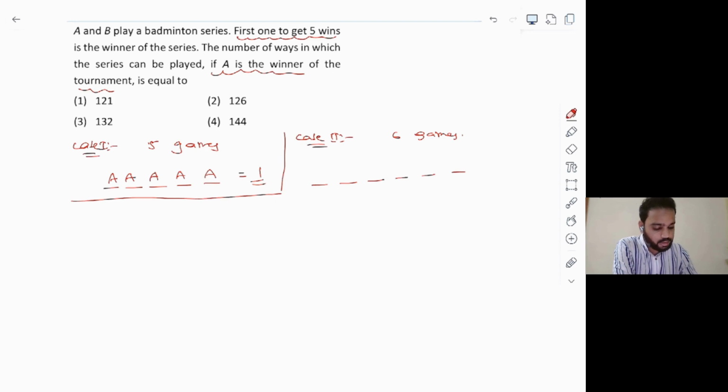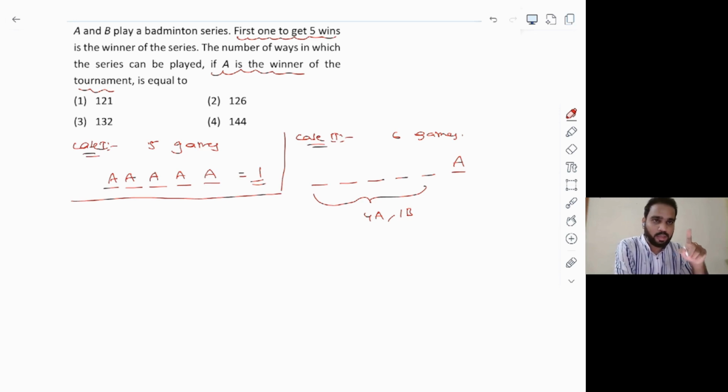3, 4, 5, 6. Now, if person A is winning after the 6 games in the series, in the last game he has to win, obviously, right? Because at the end of the sixth game, person A is winning. That's the second case here. So the last game should be won by person A. And in total, if person A is winning, he has to win 5 games, which means out of the remaining 5 games, 4 games must be won by person A, and only one game must be won by person B. I hope it is clear.